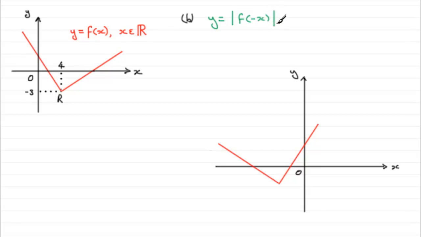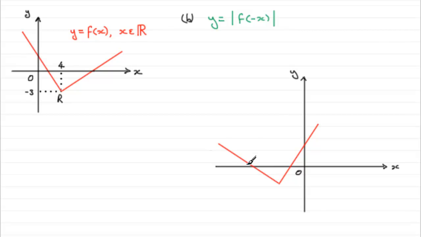And the mod part, what it does, it takes any negative values of y and makes them positive. And these are the negative values of y, just this part below the x-axis. So what happens is that these become positive now, and it creates a reflection of this part of the graph in the x-axis. So what we should have now is a graph that looks something like this.